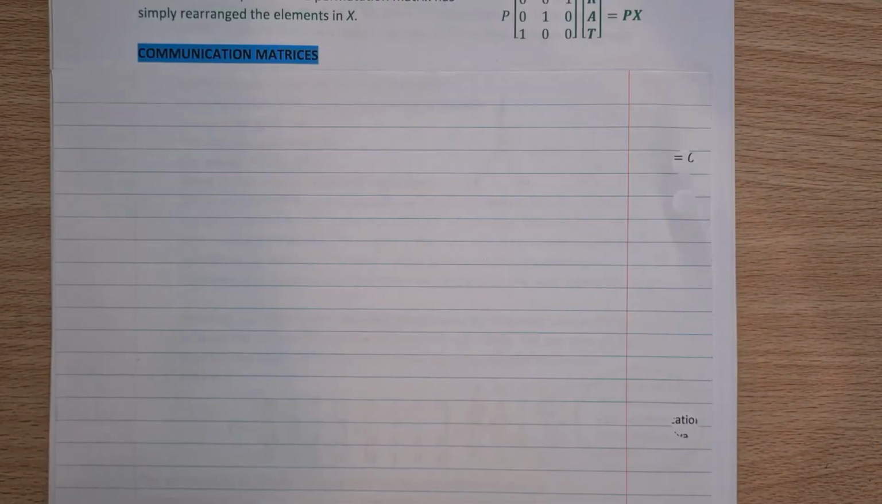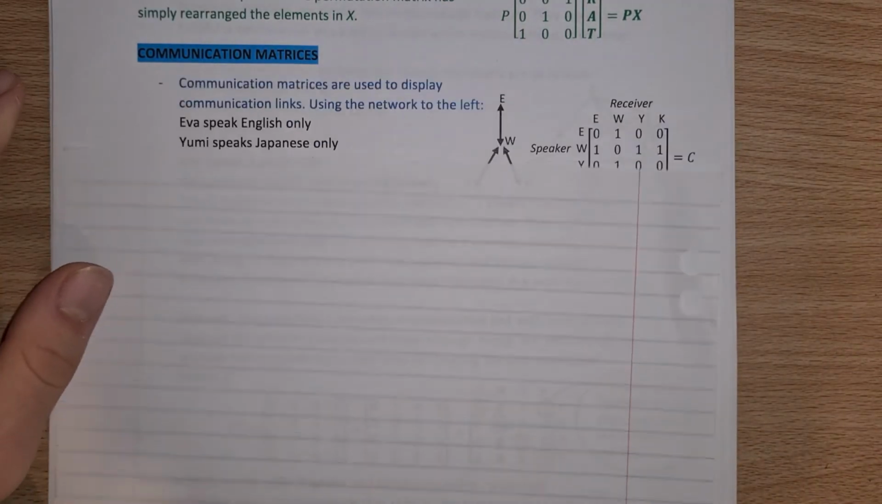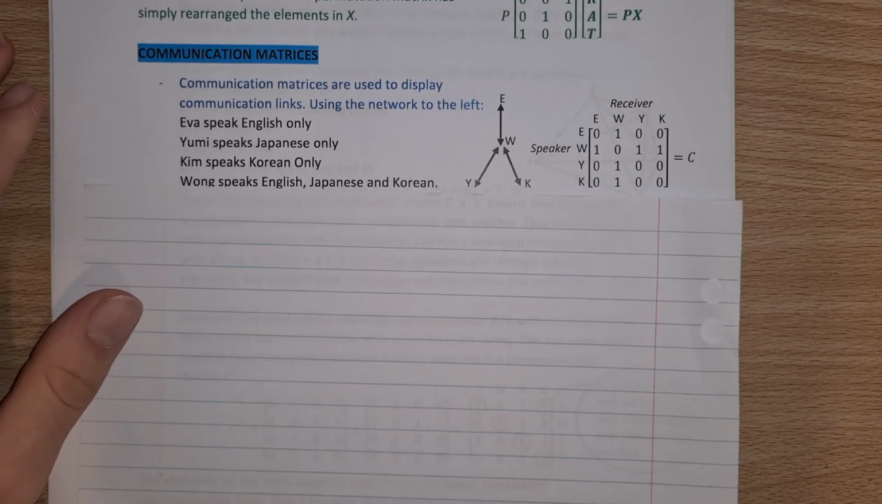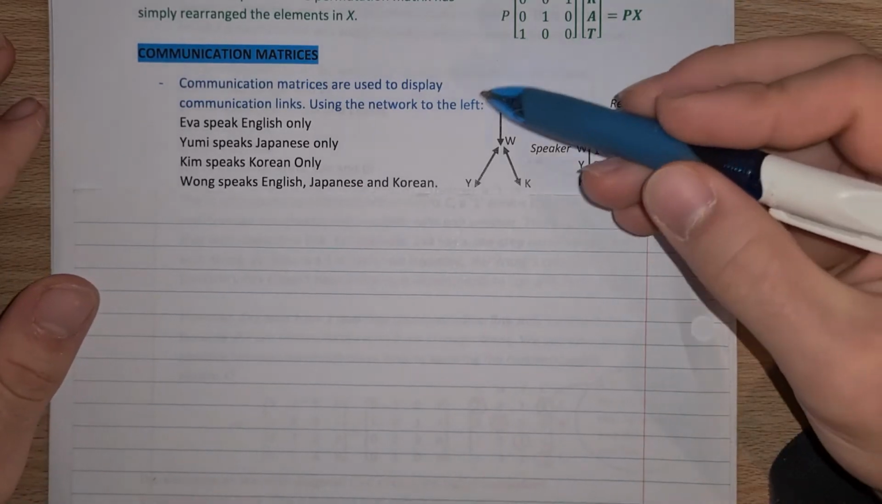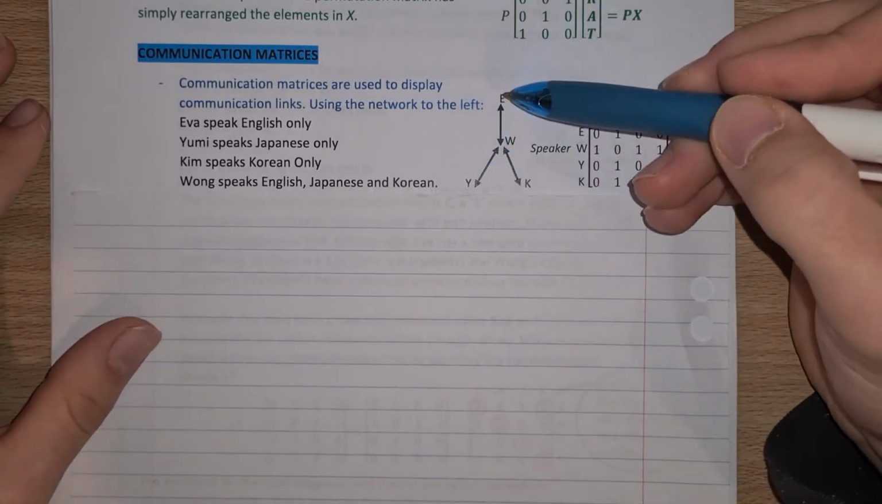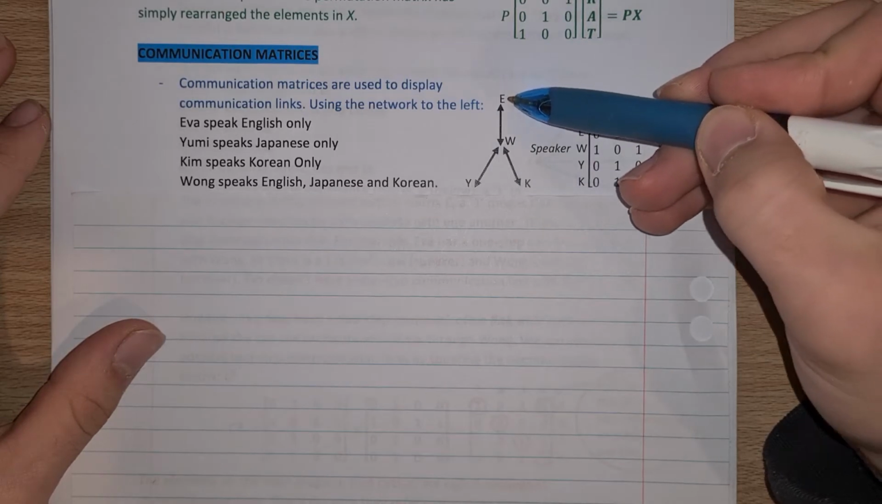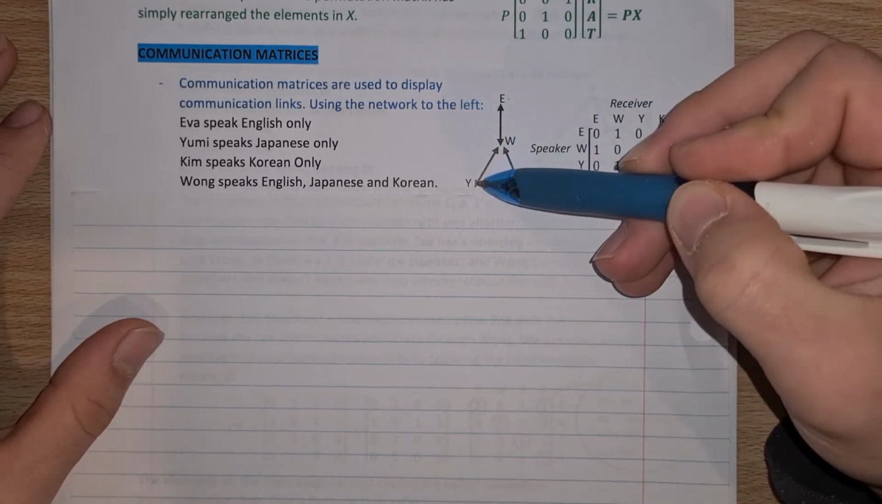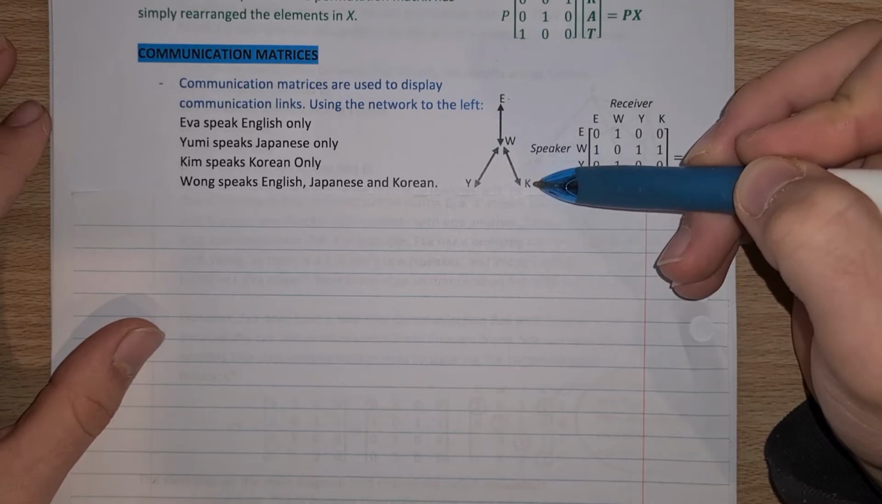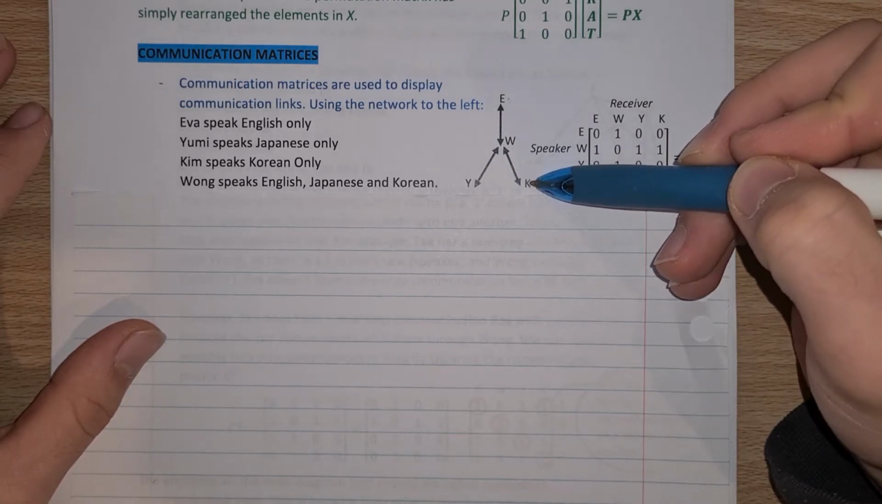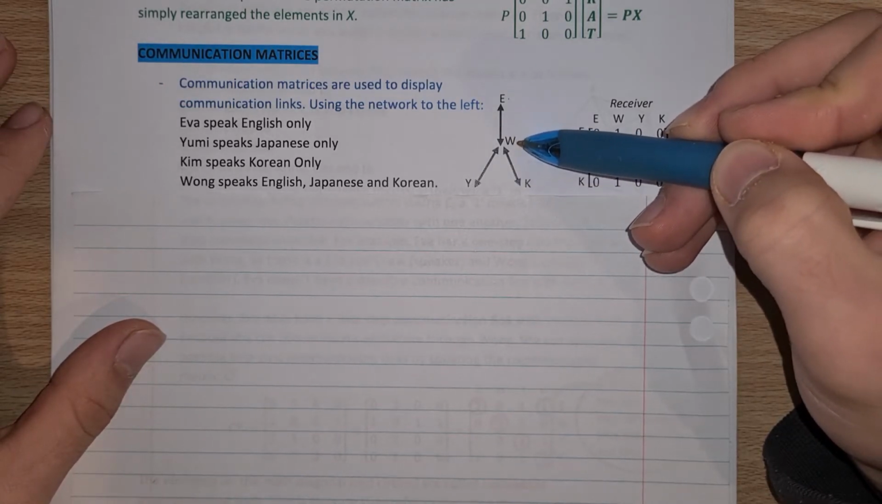We move on to communication matrices. They do look similar to networks. We've got this communication of 4 people. We've got Eva only speaks English, Yumi only speaks Japanese, Kim only speaks Korean, but Wong can speak English, Japanese, and Korean.